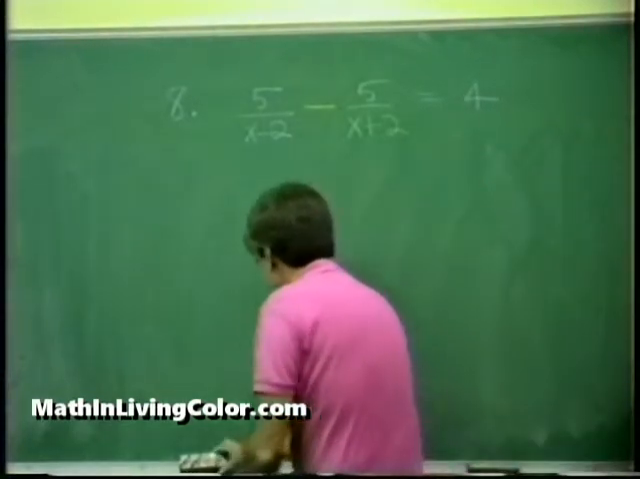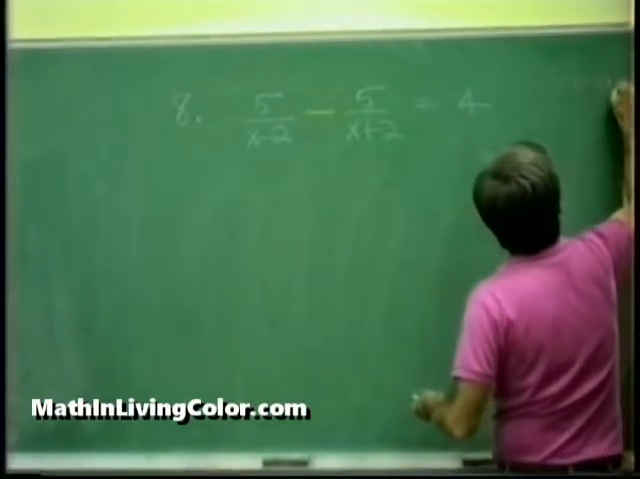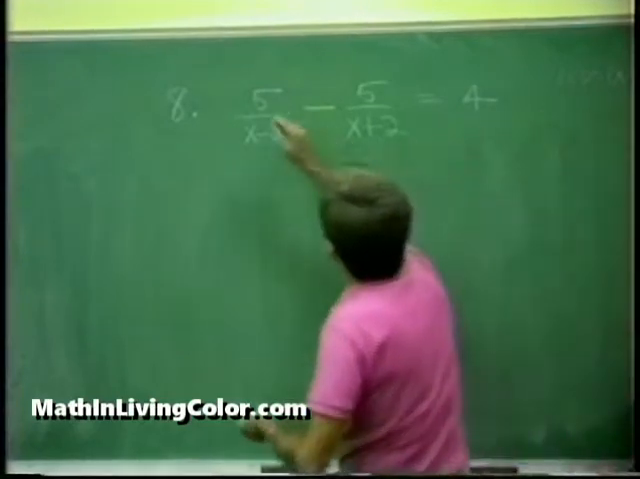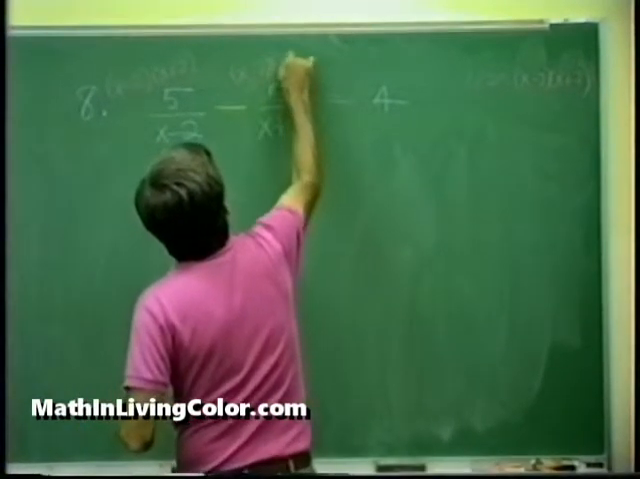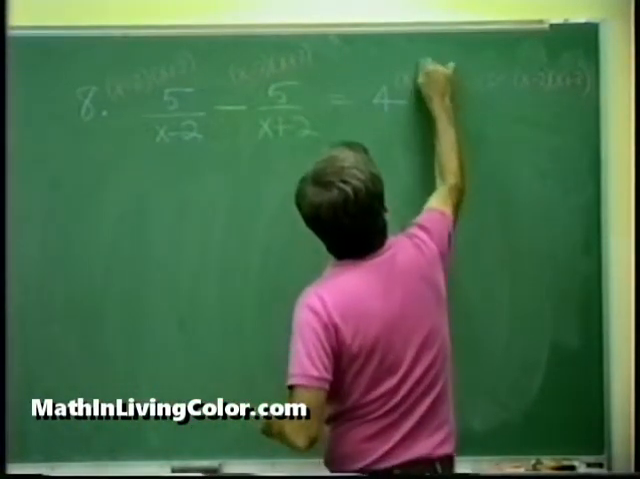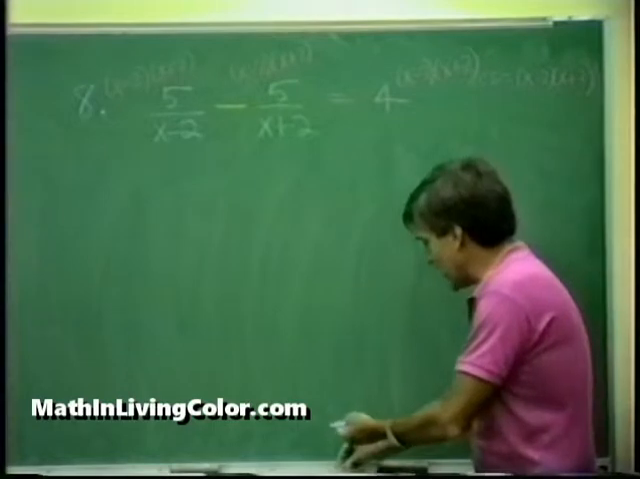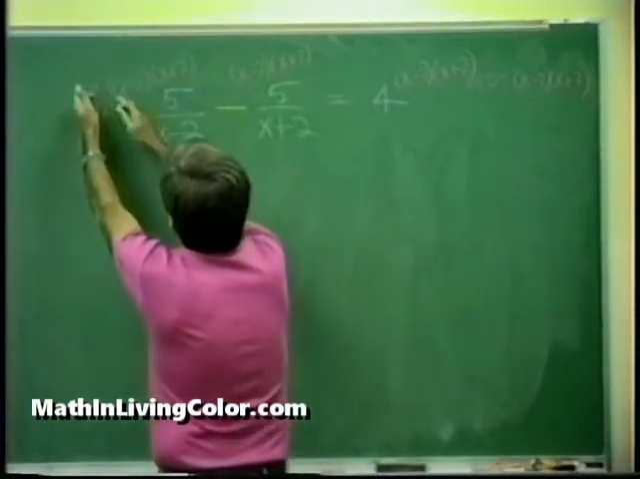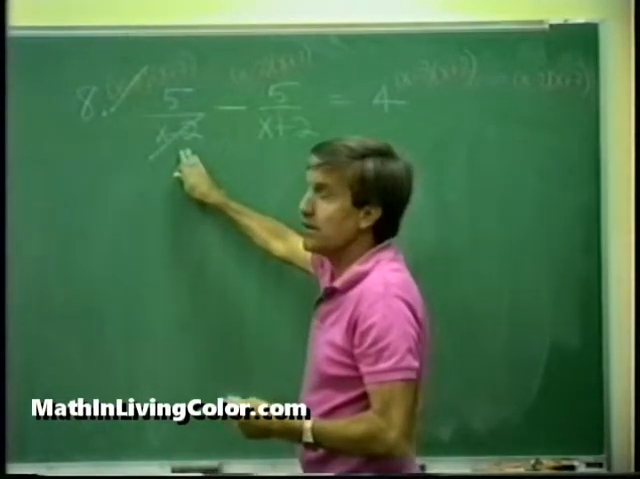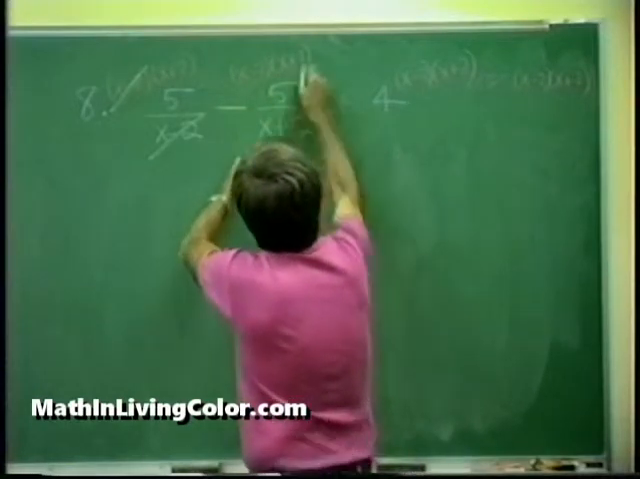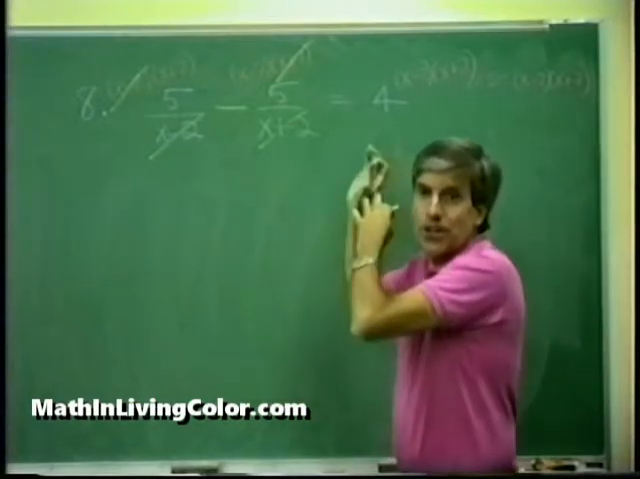So the common denominator here would be x minus 2 times x plus 2, right? LCD equals (x minus 2)(x plus 2). I can multiply both sides by that common denominator. Now look what happens. In the first fraction, what happens when you multiply by that? You divide out the x minus 2, you see? In the second fraction, what happens? You divide out the x plus 2. And in the third fraction, nothing divides out, but that's all right. You see what you've done? You've killed off all the denominators.